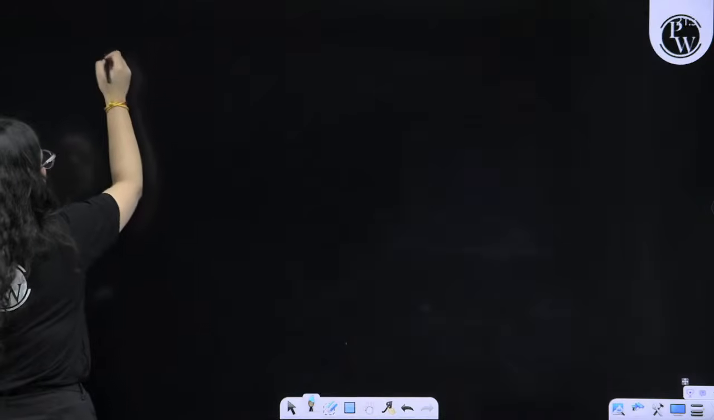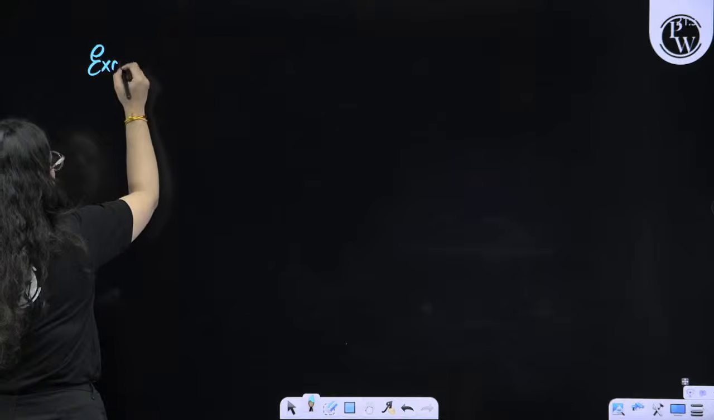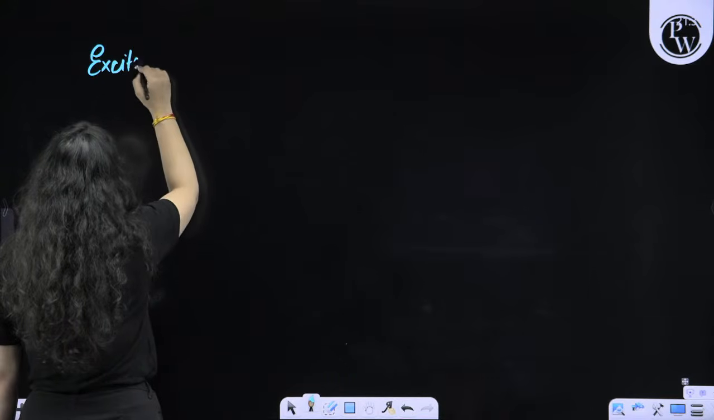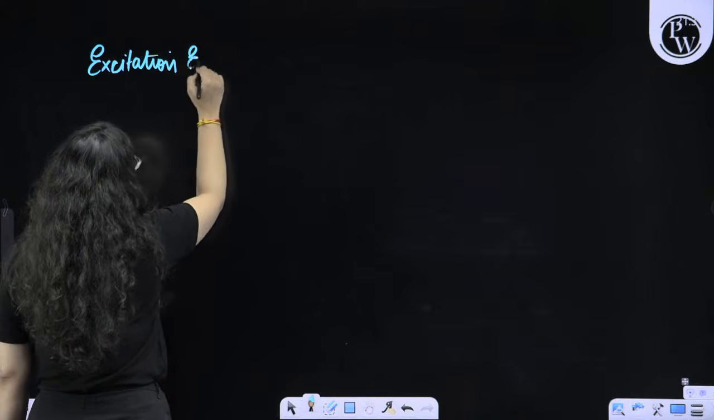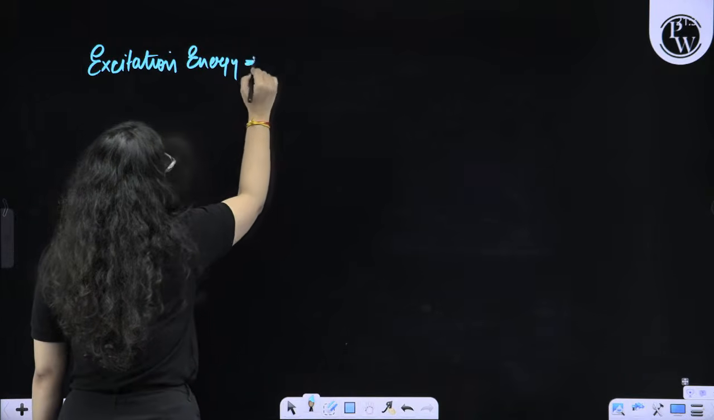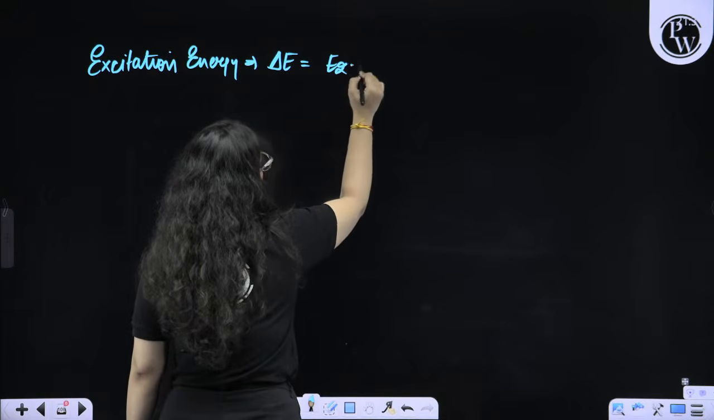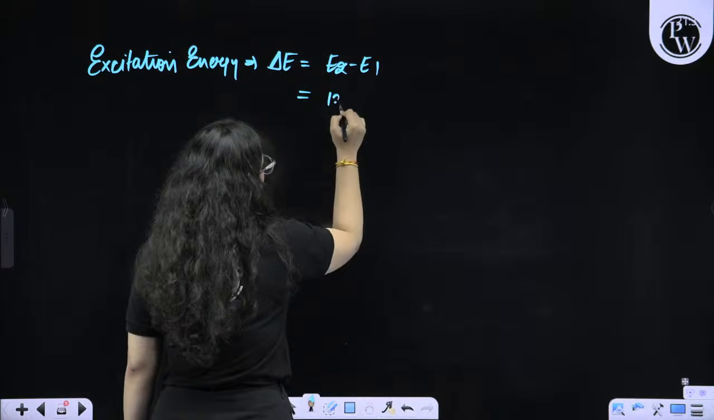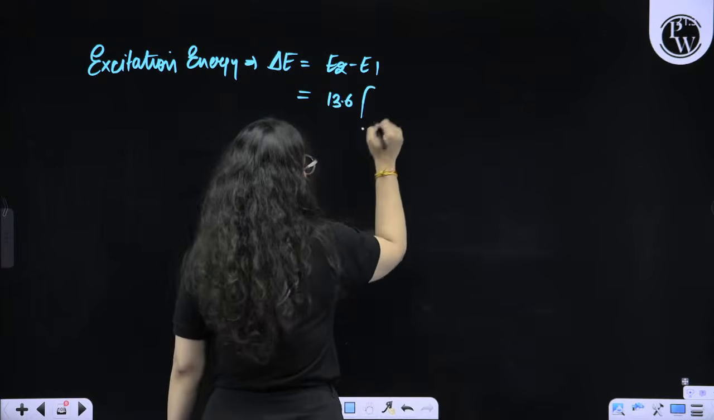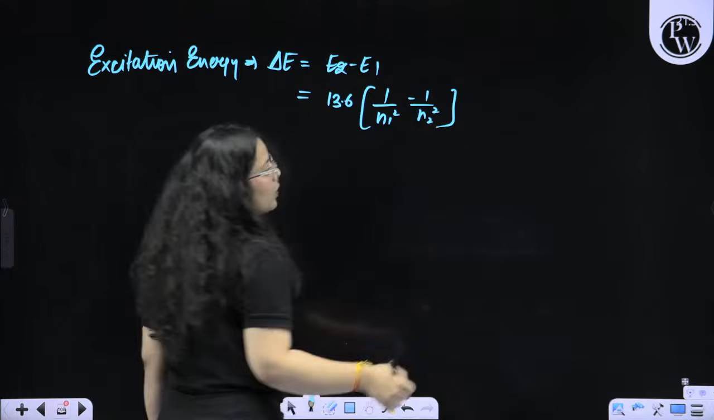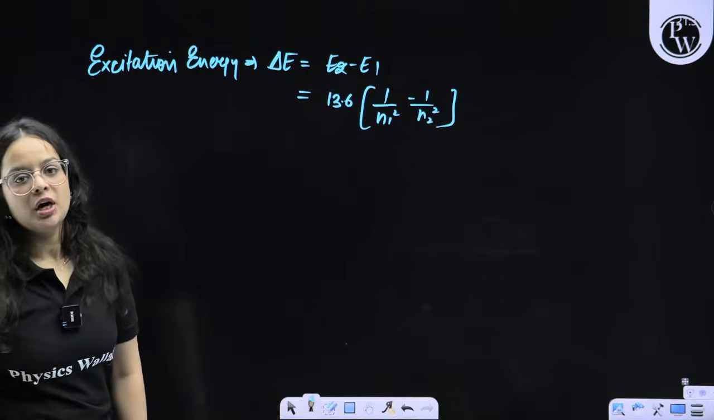Now let's discuss the excitation energy, or we can say the change in energy. So how do we calculate it? Excitation energy is basically the difference between the two, delta E, that means E2 minus E1. We can simply solve it by putting in the formula, and we get the final relation, where N1 represents the lower energy level and N2 represents the upper, higher energy level.